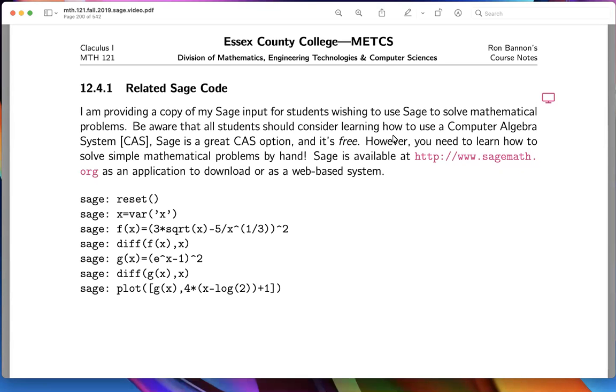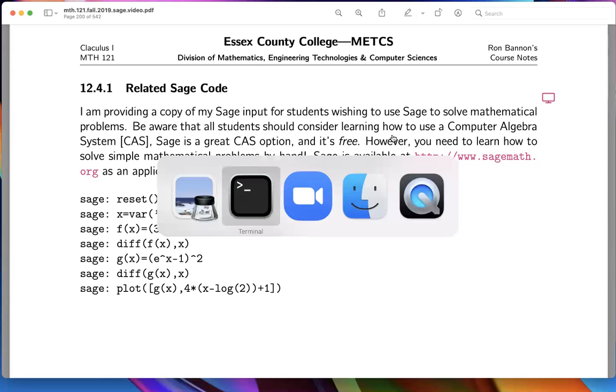Okay, we're on the related stage code, and this is the stage code that's related to taking a derivative. It's a short section. Again, we're hoping you're getting more and more familiar with using a computer algebra system. We certainly have spent a great deal of time on this in the past. Hopefully you're starting to play around with software.